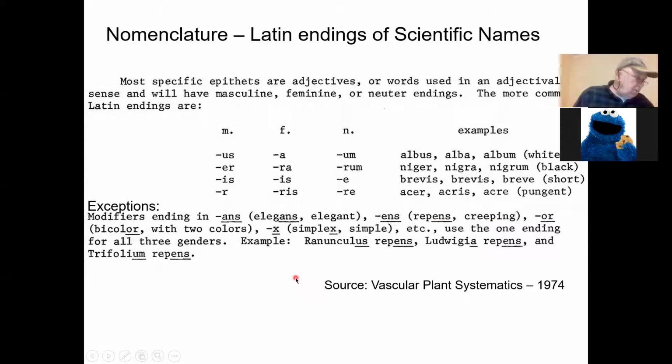But the most important part about this slide is looking at the endings here. Most of the time, when you have a noun ending in US, it's masculine. Those ending in A, like this, are feminine, and those ending in UM are neuter, okay? Now, what happens is the genus name ending is supposed to agree in gender with the specific epithet. And unfortunately, trees are exceptions because most trees are treated as feminine.